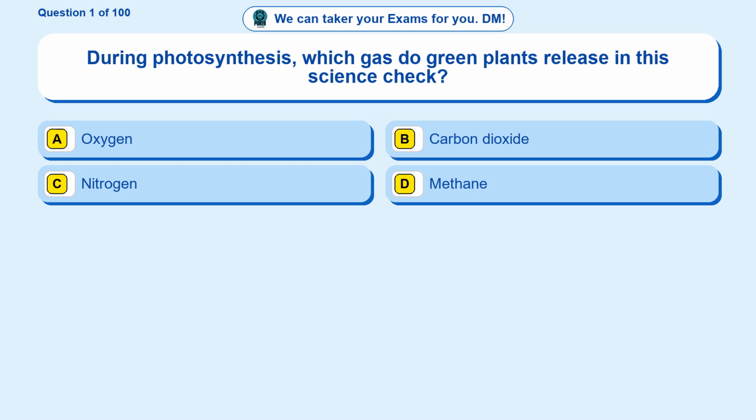Question 1. During photosynthesis, which gas do green plants release in the science check? Option A, oxygen. Option B, carbon dioxide. Option C, nitrogen. Option D, methane. The correct answer is option A. Oxygen.